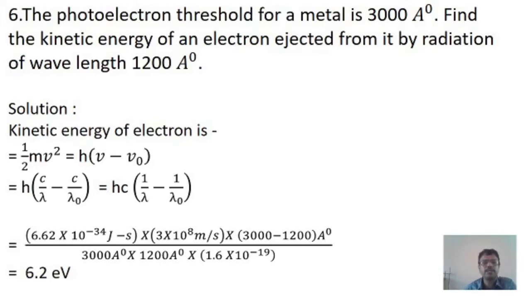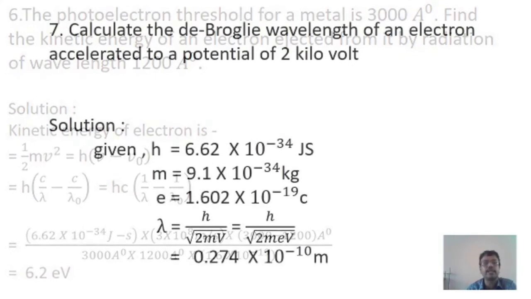This is 6.625 into 10 power minus 34, 3 into 10 power 8, and 3000 minus 1200 angstrom, that is 10 power minus 10, by 3000 angstrom into 1200 angstrom, into 1.6 into 10 power minus 19. If we substitute, the kinetic energy of electron is 6.2 electron volt. That is the maximum kinetic energy of electron.